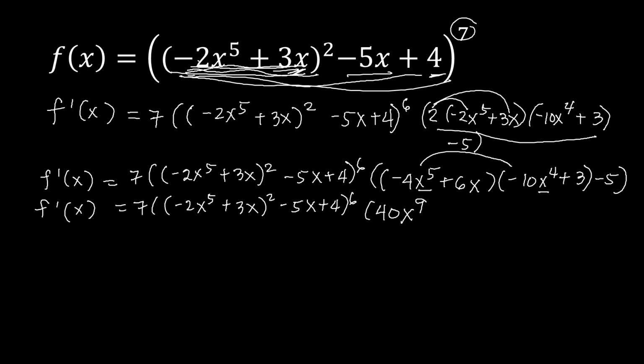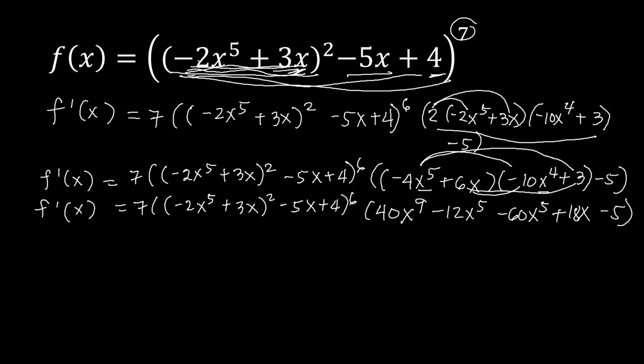Next, we are going to distribute this to the outer terms. So we have negative 4 x to the power of 5 times 3, that's negative 12x to the power of 5. And then we have 6x times negative 10x to the power of 4. That's a minus 60 times x to the power of 5. 6x times 3, that will be 18x. And then we have a minus 5.